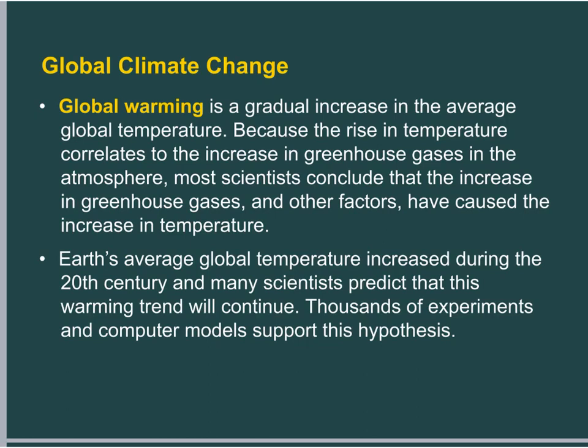So, global warming, here's a definition for it. I don't think we've seen that yet. We've seen climate change, we've seen greenhouse effect, but this is a definition for global warming. It's a gradual increase in the average global temperature. Pretty easy, right? So because this increase correlates to an increase in greenhouse gases in the atmosphere, most scientists conclude that the increase in greenhouse gases and other factors have caused the increase in temperature.